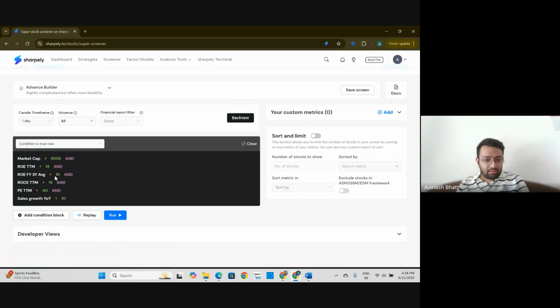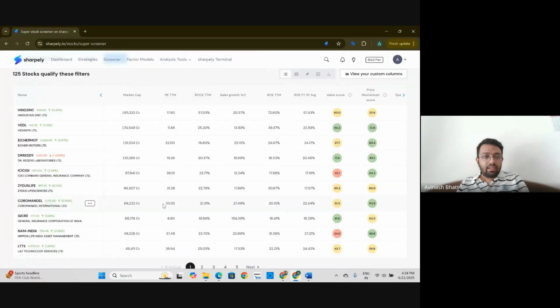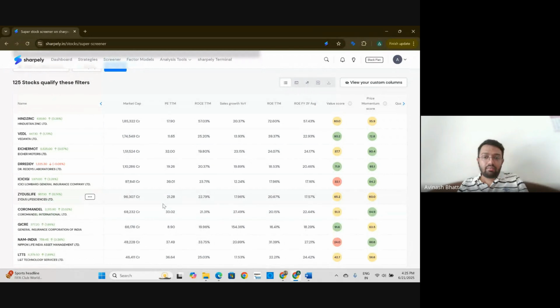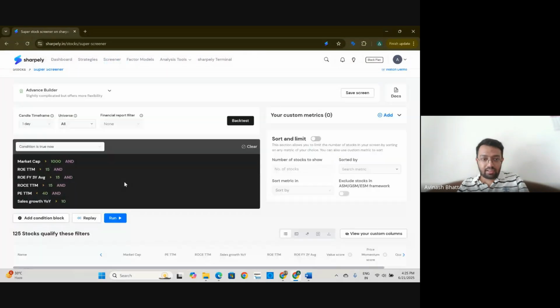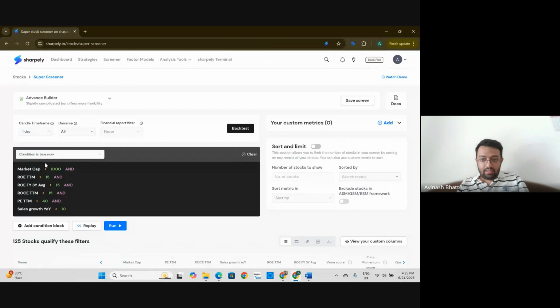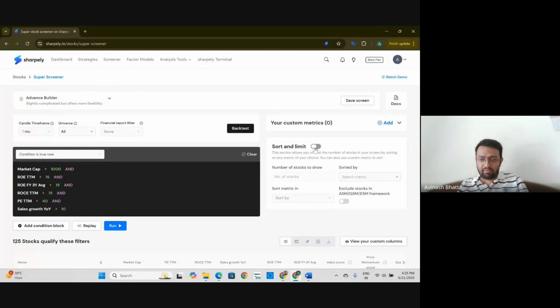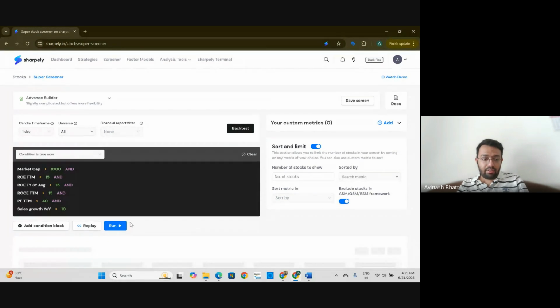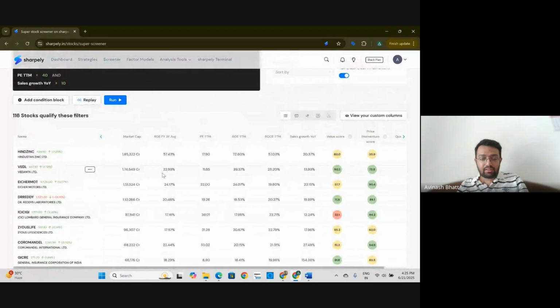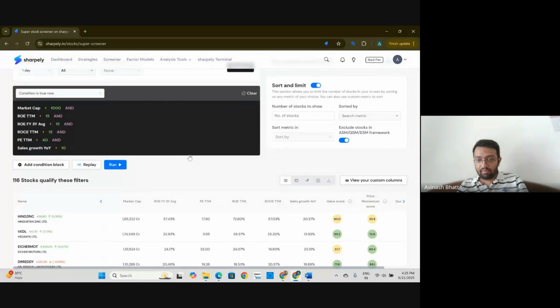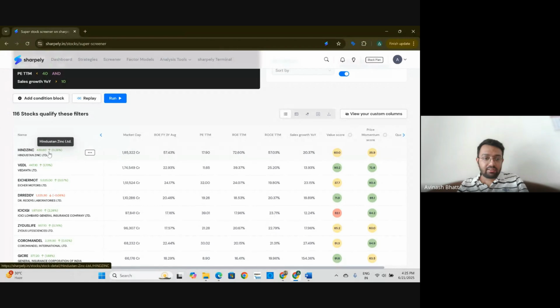So this is just the basic screen. Now you can click on run and check that these are the 125 companies that fulfill this criteria. Right now, what you can do is exclude stocks that are in the ASM GSM framework, because some investors avoid investing in those kinds of stocks. If I click on that again, let's say 9 stocks were in the ASM and GSM framework. So now we have 116 stocks.